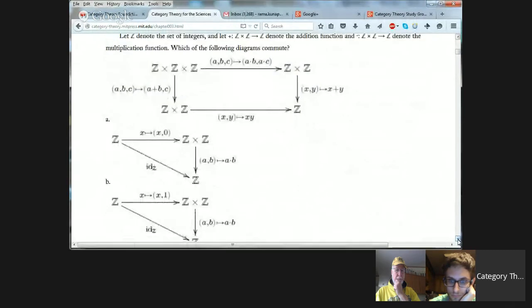Then he's got a bunch of exercises on which of these diagrams commute. Obviously, for any diagram to commute, the end product should be the same, whether you take this path or that path. And if you sit down and work it out, only the third one commutes; the first two don't commute.